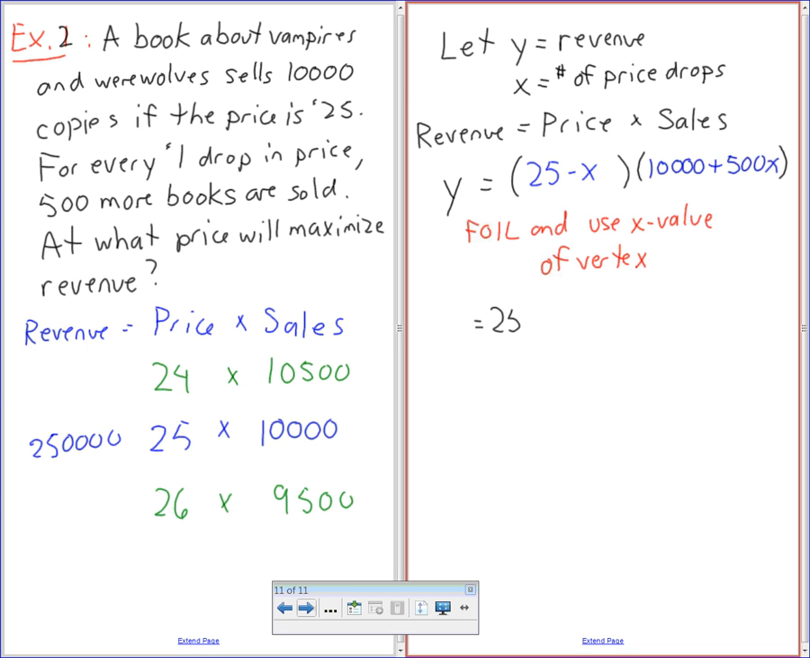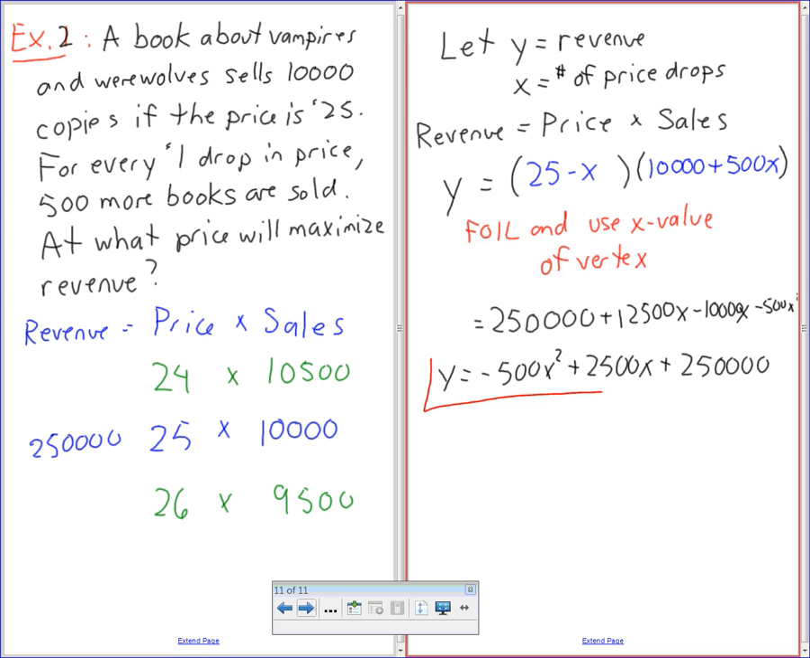I'll do the first one, 250. Hey, guys in the back, please stop. Thank you. Keep going. Plus... Somebody help me here, guys. 12,500, is that right? Minus 10,000x, minus 500x squared. So y is going to be negative 500x squared plus 2500x plus 250,000. That's my equation.